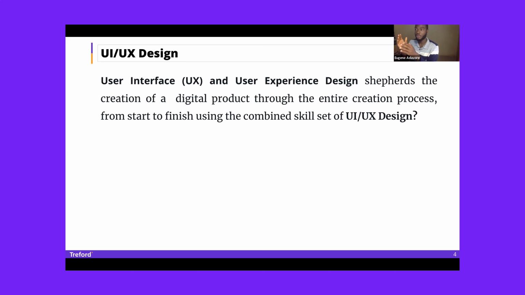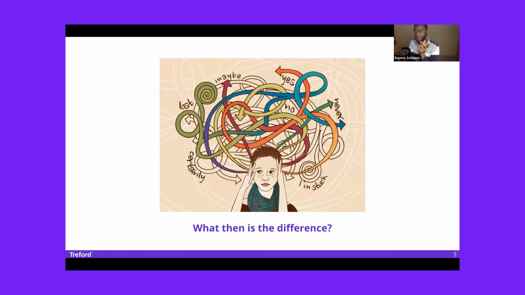UI UX designers and product designers are essentially the same thing. What is the difference between the two of them? Why am I a product designer and someone else is a UI UX designer? Why is it that companies want to employ product designers and then companies also want to employ UI UX designers? So what then is the difference?